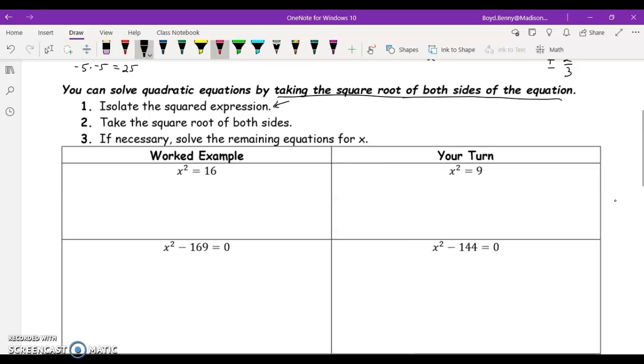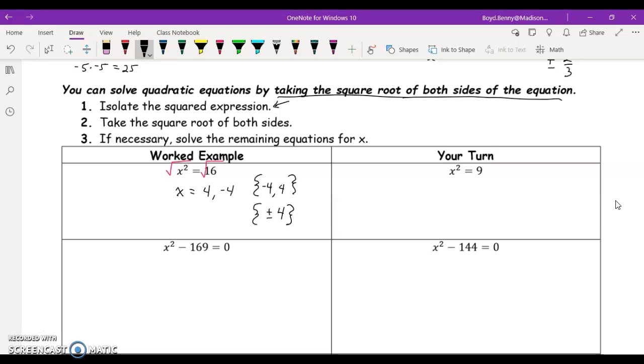X squared equals 16. Well, I notice that the squared term is already isolated, so I simply need to take the square root of both sides. When I do that, I can see that x equals 4, and of course I know that my solution set needs to include negative 4. So here my solution set would be negative 4 or 4, or if we use our new symbol, we would actually write it as plus or minus 4. Okay?